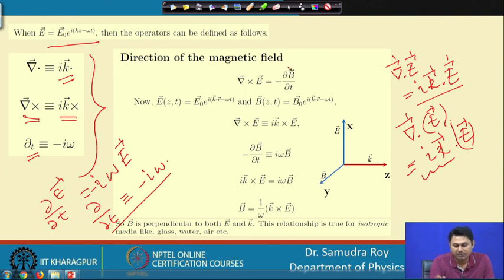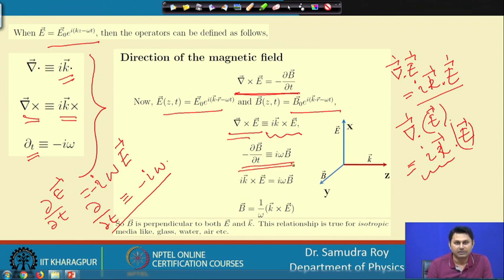So, now we try to find out the direction of the magnetic field. The direction of the magnetic field one can find out by simply using the relationship between E and B, which is the third of Maxwell's equations. Curl cross E is minus del B del t. E has this form, B has this form, as I mentioned, this is a plane wave form. Now, curl cross E is equivalent to i k cross E. While it is equivalent to i k cross E, del t B is equivalent to minus i omega B, because the operator del t is equivalent to minus i omega. So, the negative sign is why this minus term is not here.